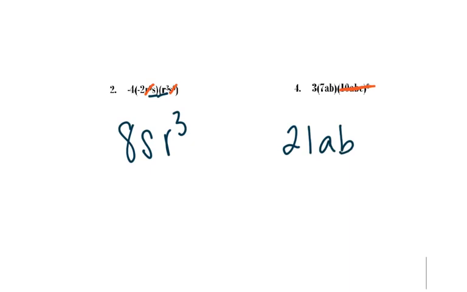So in this one here, again, 0 power, goodbye. 0 power, goodbye. Multiply negative 4 times negative 2 is 8. There's an s left over. There's an r to the 3rd left over. Easy. In number 4, anything to the 0 power, this whole thing is raised to the 0. So that gets to go away. That leaves us with 21ab. Not too bad.